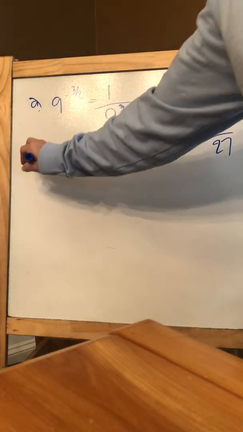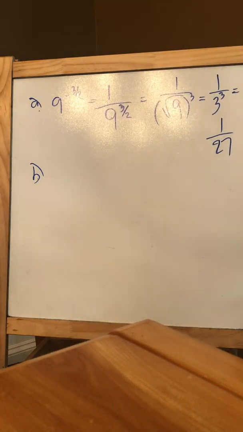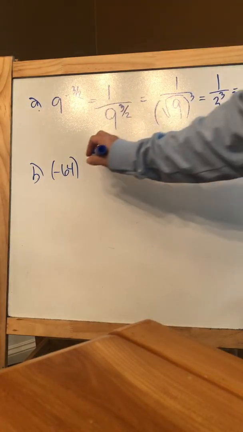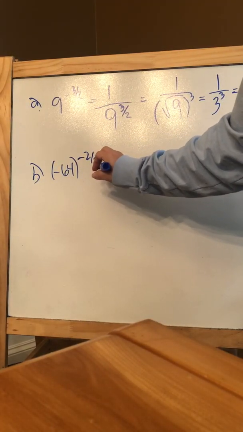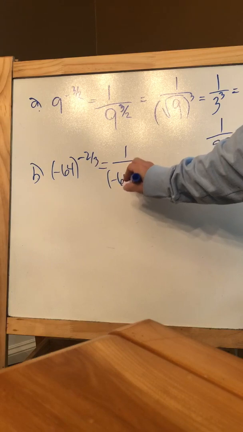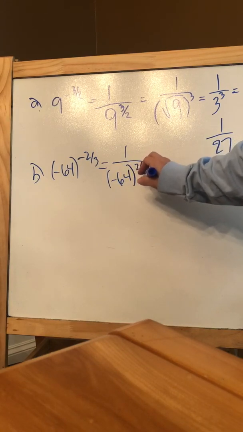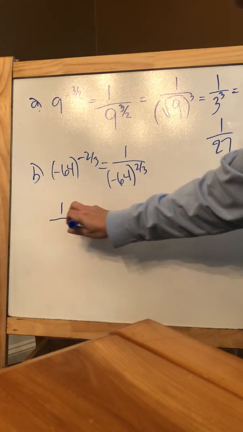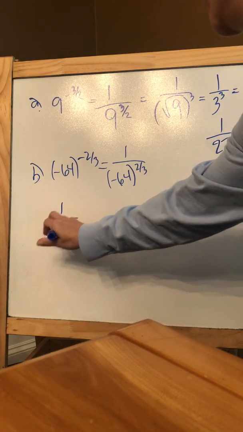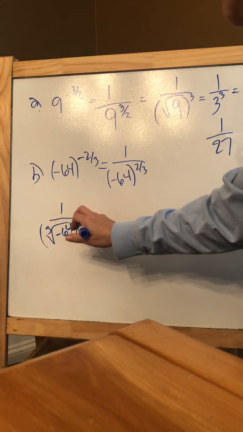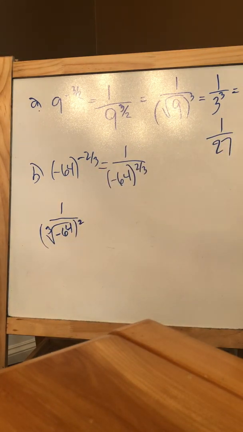All right, B says negative 64, all in parentheses, to the negative 2/3. Okay, first thing, get rid of your negative exponent. So we're going to have 1 over negative 64 to the 2/3. Now, look at your denominator here. So you're going to have 1 over the cube root of negative 64 squared. Okay, so what is the cube root of negative 64?